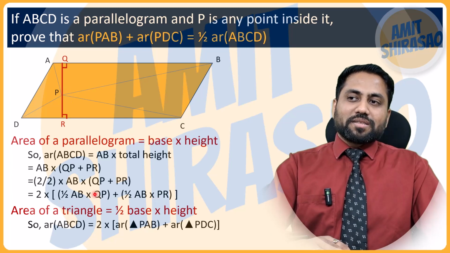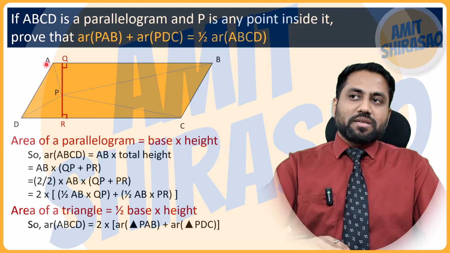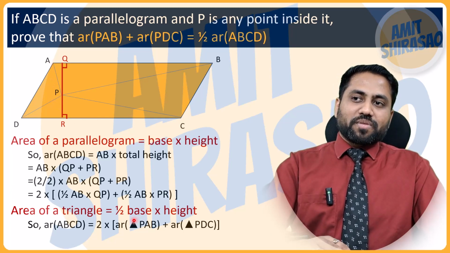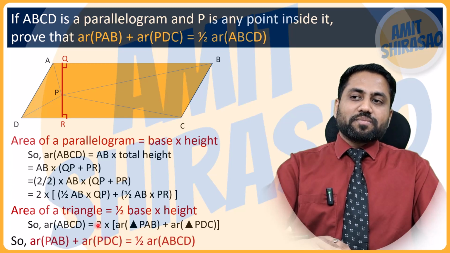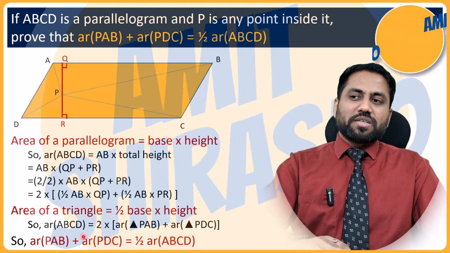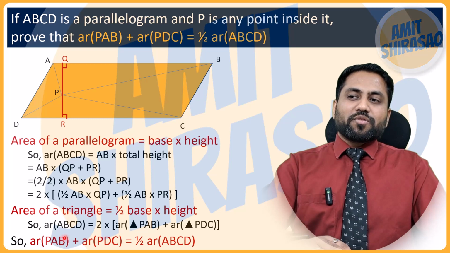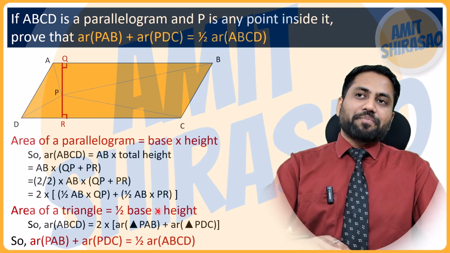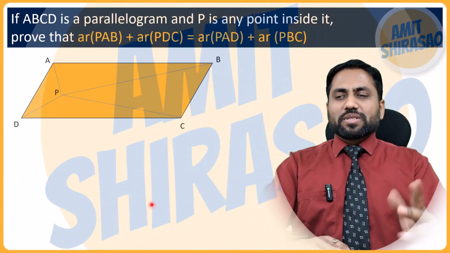So this is how I saw that area of ABCD is equal to area of this triangle plus area of this triangle, multiplied by this 2. Bringing this 2 into the denominator, I can say that the sum of the areas of these two triangles is half the area of this parallelogram. So that was another exercise.